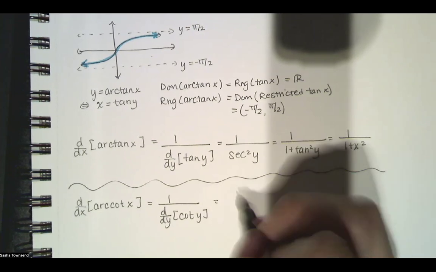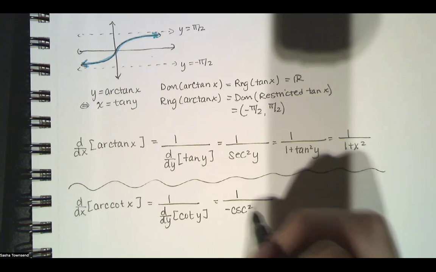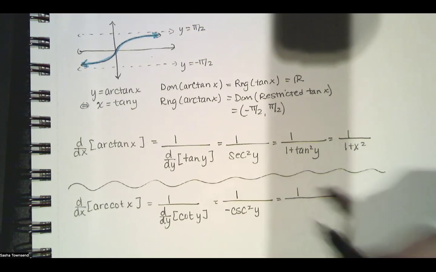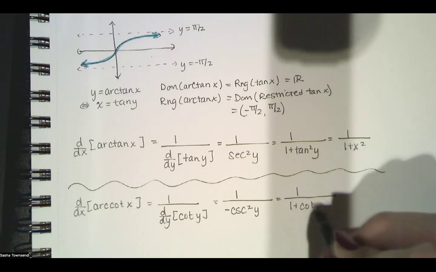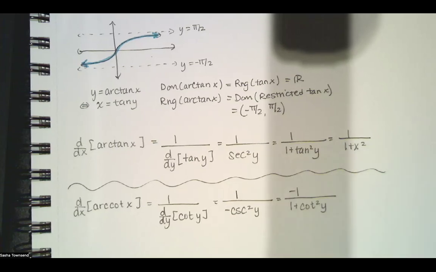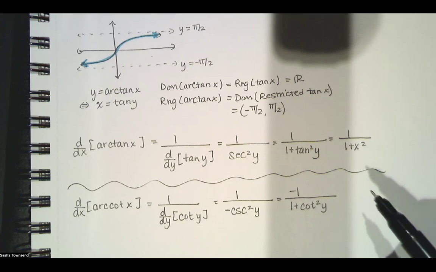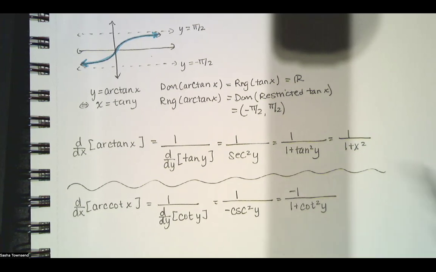Okay, and you say, well, what's the derivative of cotangent? Well, that's negative cosecant squared y. And say, okay, well, how is that related to cotangent of y? Well, we know that cosecant squared is 1 plus cotangent squared. I'll put that -1 in the numerator. We can find that identity by taking sine squared y plus cosine squared y equals 1 and dividing both sides by sine squared y. If you divide term by term by sine squared y, you get 1 plus cotangent squared equals cosecant squared.